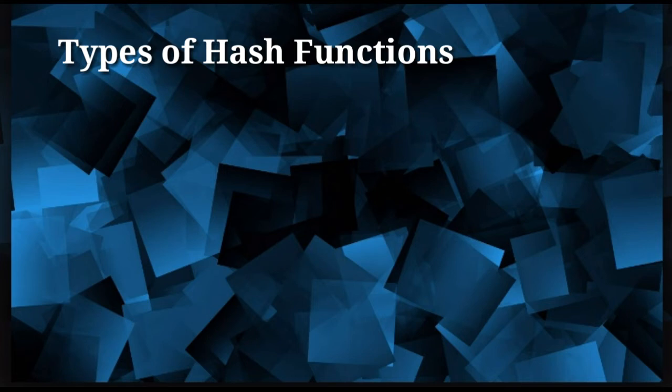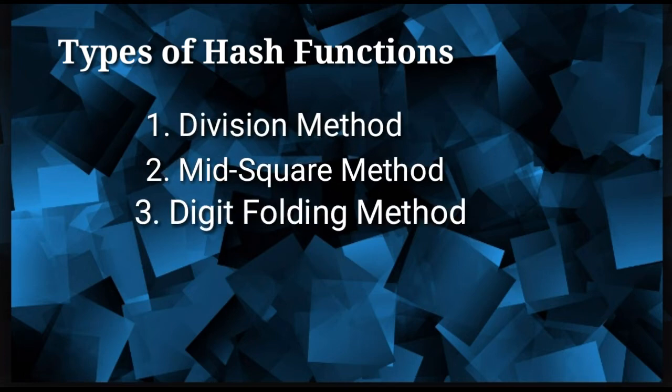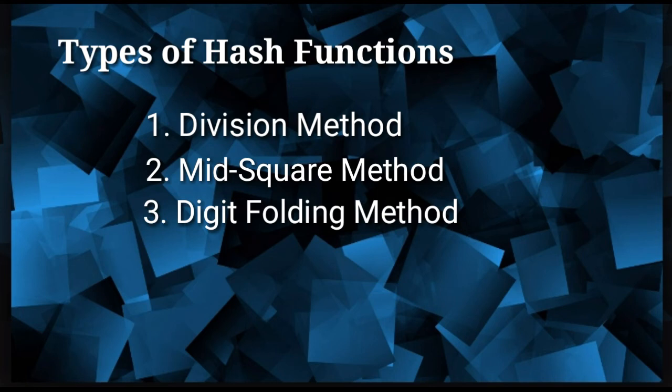So this is about hash functions, and next we will see types of hash functions. As of now we have three different types of hash functions in data structures. We'll discuss them one by one. The first one is the division method, the second one is the mid square method, and the final one is the digit folding method.